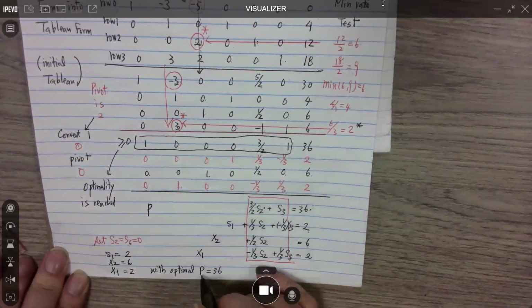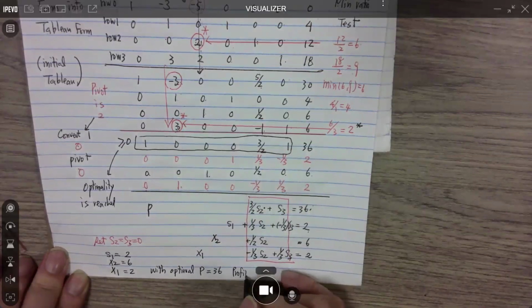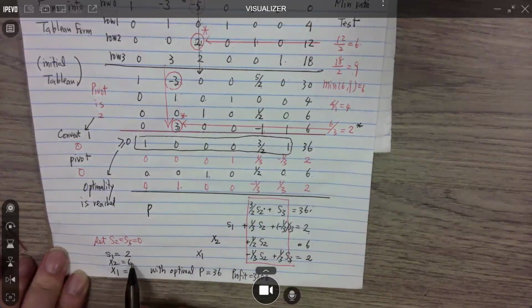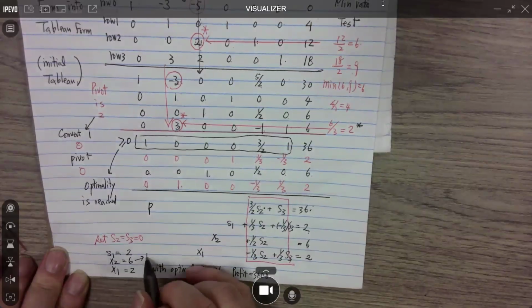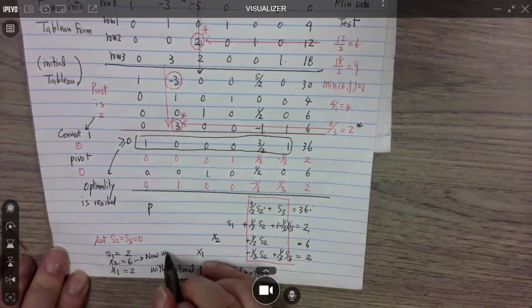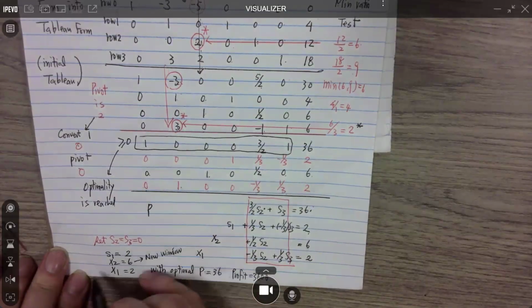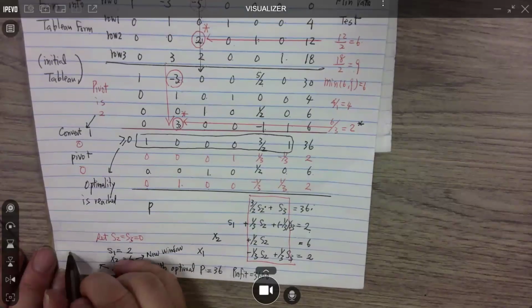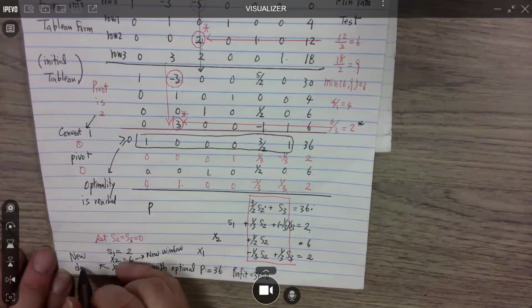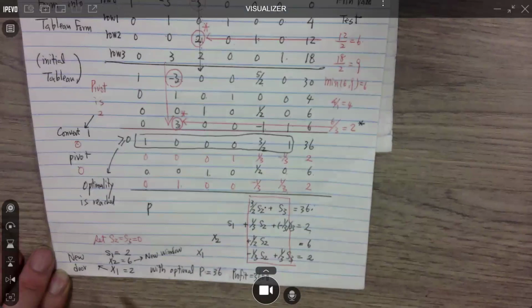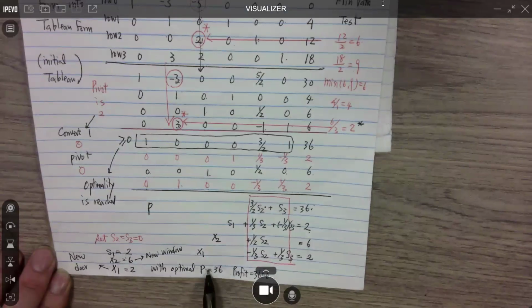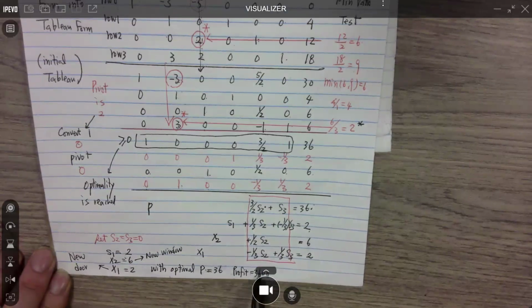But we know this is per what? Per $100. So that's profit equal to $3,600. So you're going to produce what? 6 new windows, and 2 what? 2 new doors. If this is your weekly production plan, then optimal profit weekly is $3,600. This is the same answer as what you get from what? Graphical method, okay?